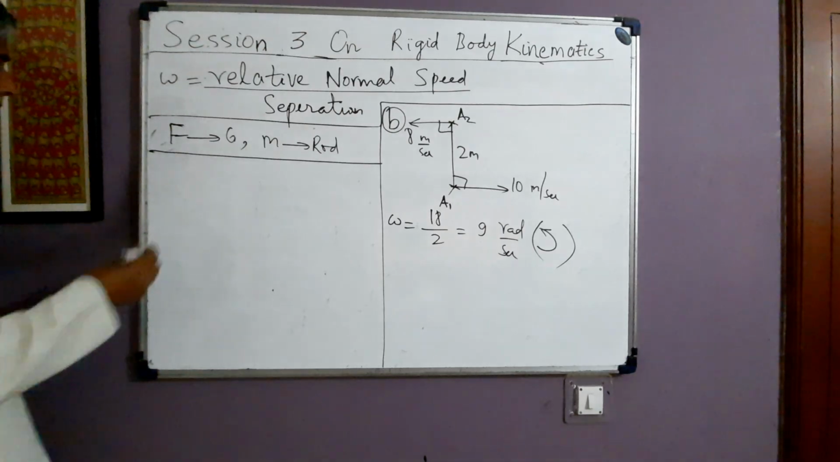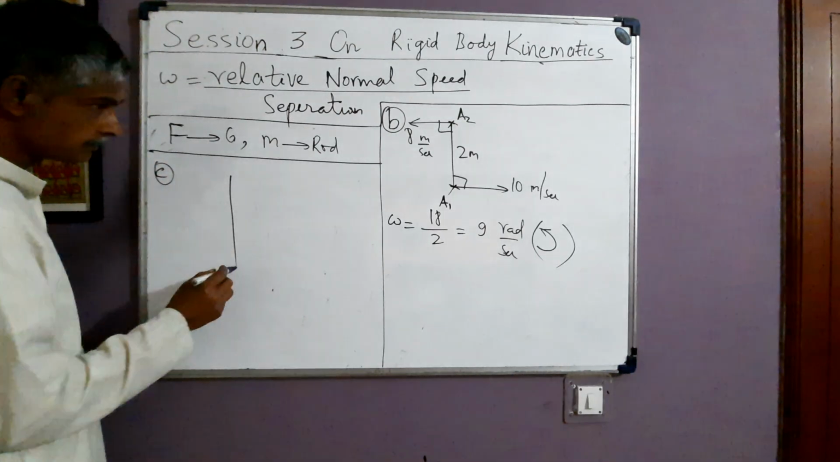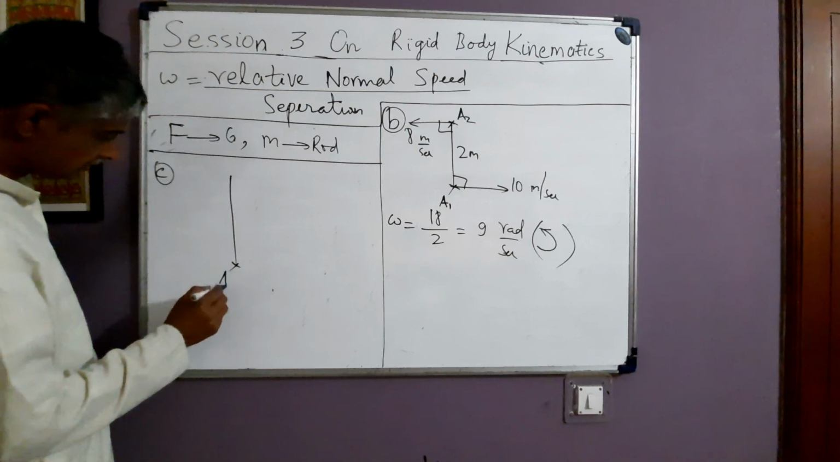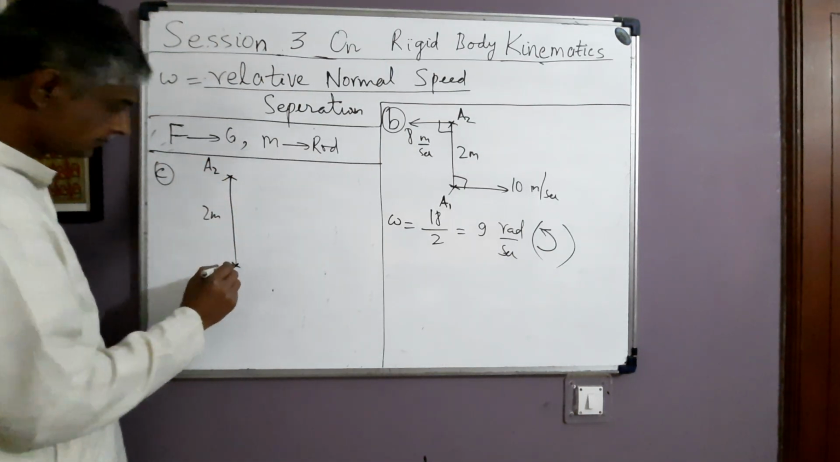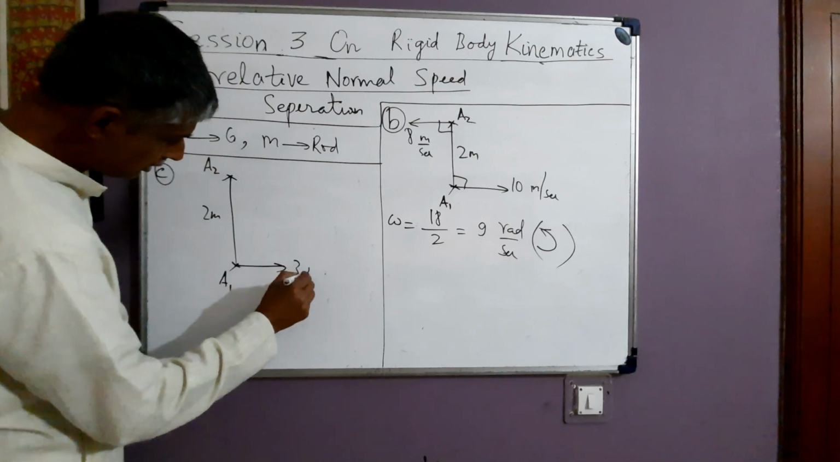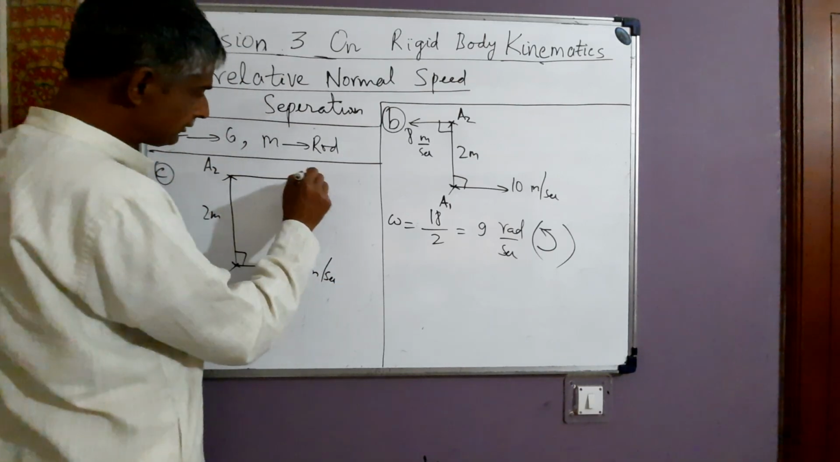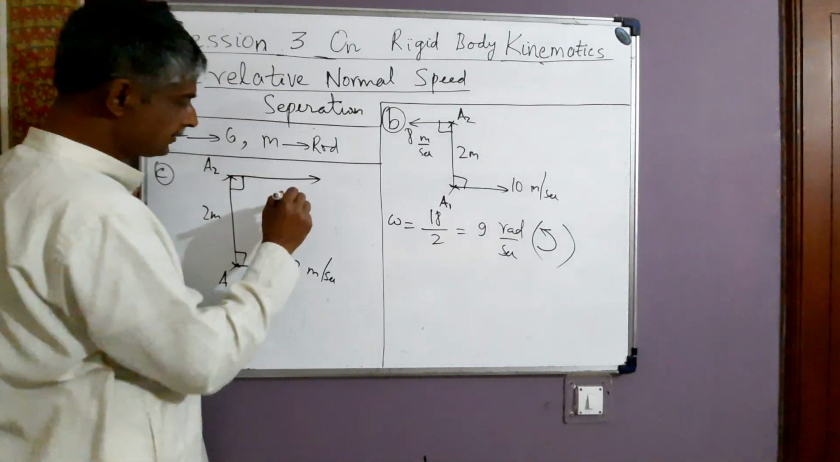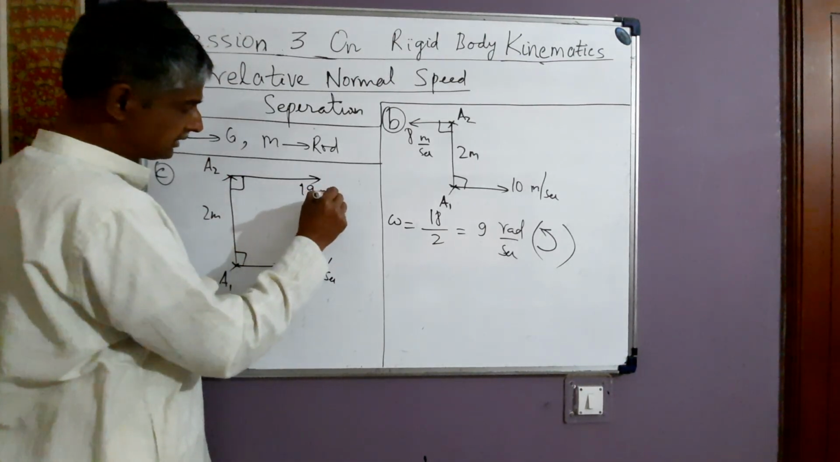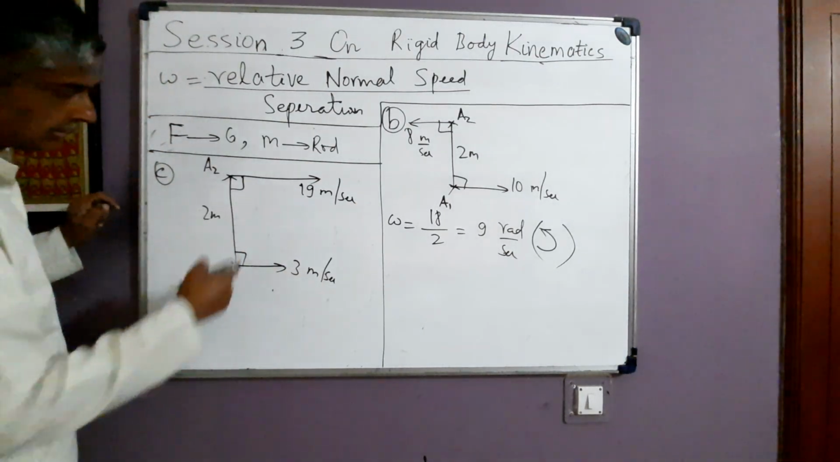Now I'll take part C of the question. Part C is this. This is A1, this is A2, 2 meter. A1 is equal to 3 meter per second rightward. A2 is in the rightward direction, the same direction, rightward again, say at 19 meter per second. So this also we have to tell the value of omega.